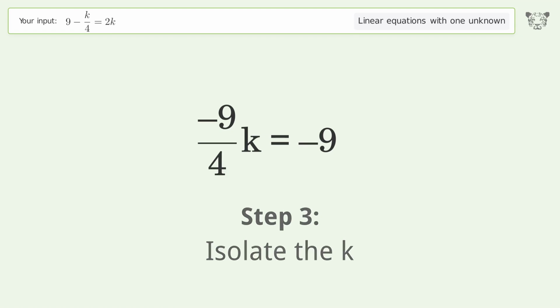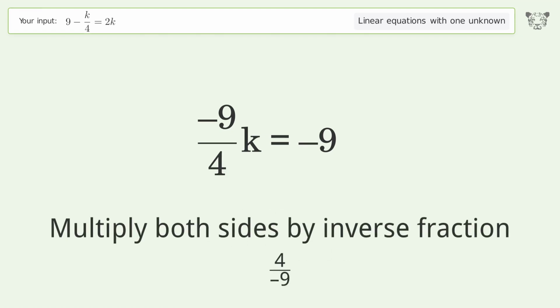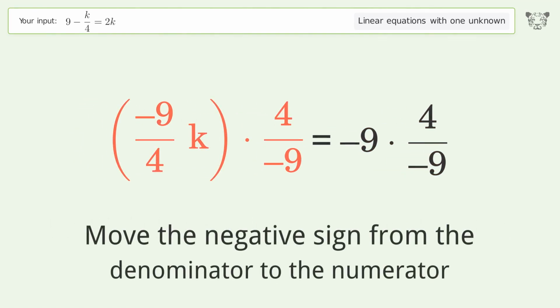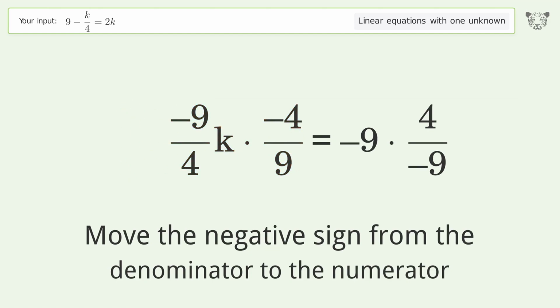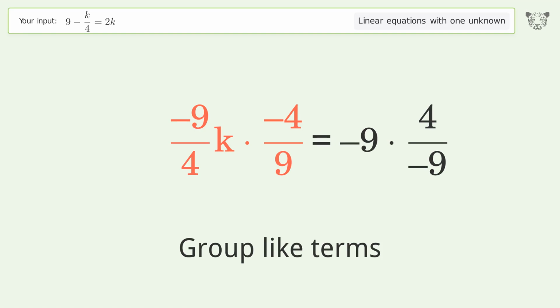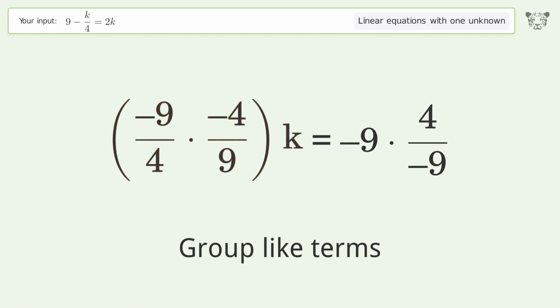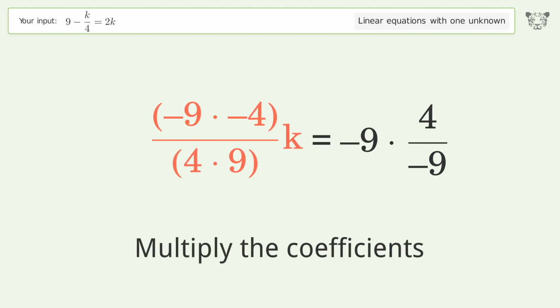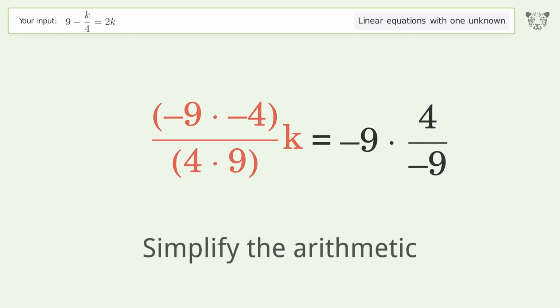Isolate the k. Multiply both sides by inverse fraction 4 over -9. Move the negative sign from the denominator to the numerator. Group like terms. Multiply the coefficients. Simplify the arithmetic.